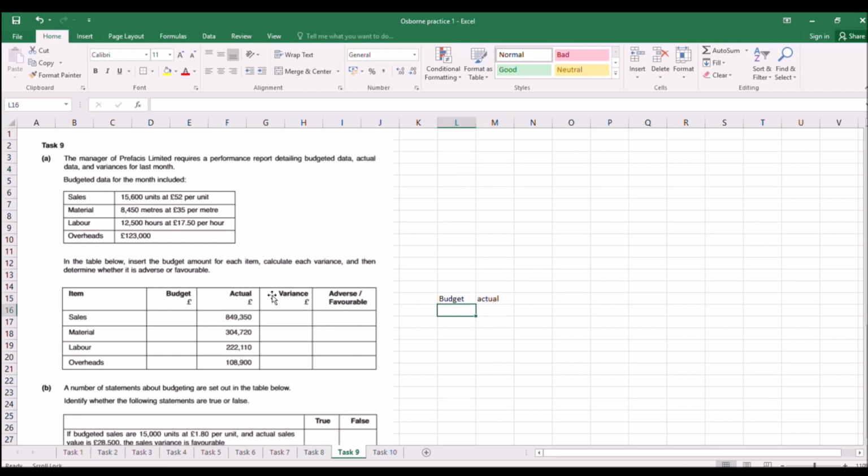Right. So budget figure, sales. The sales figure was 15,600 times by 52. The actual figure was 849,350. So the variance is the difference between the bigger and the smaller number. It's a bit annoying. In AAT land, it's the difference between the bigger and the smaller number. And then we say, right, okay, let's go through this one. We've sold more than we thought we would budget for. So that is good. So a good variance is that's positive.